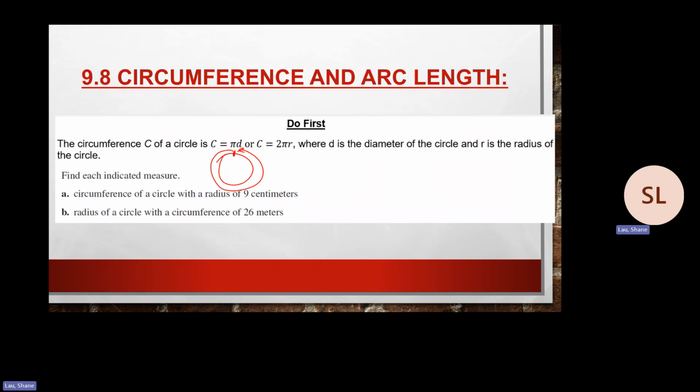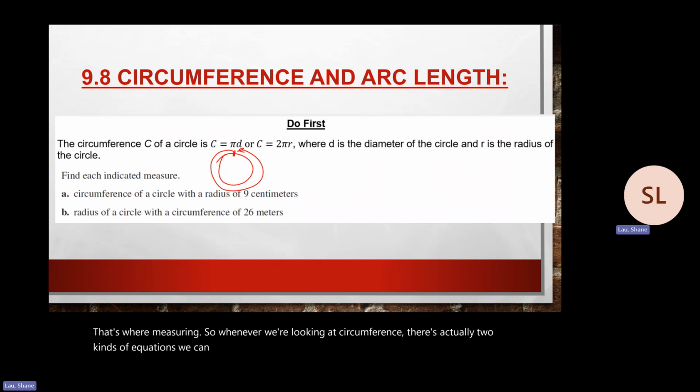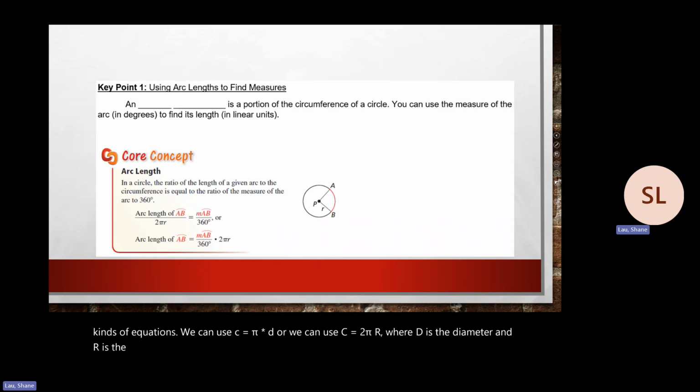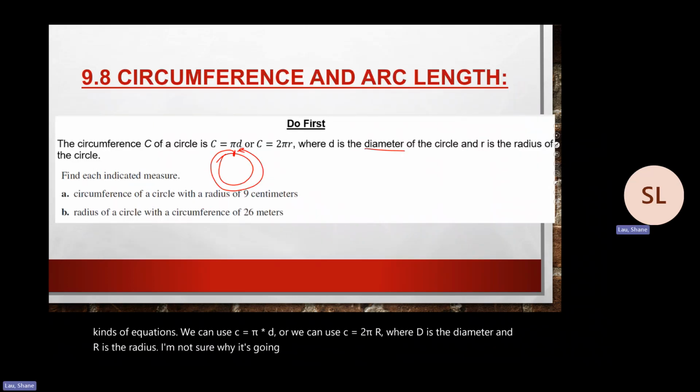That's what we're measuring. Whenever we're looking at circumference, there's actually two kinds of equations. We can use C equals pi times D, or we can use C equals 2 pi r, where D is the diameter and R is the radius.